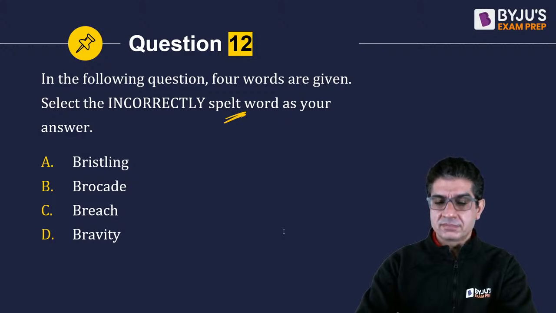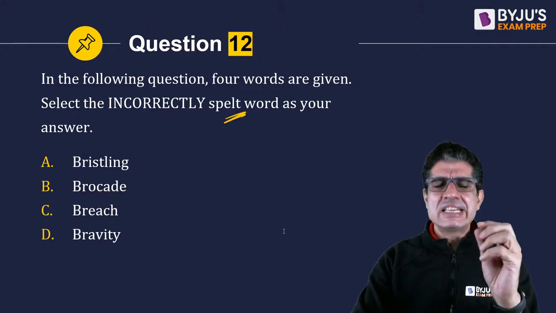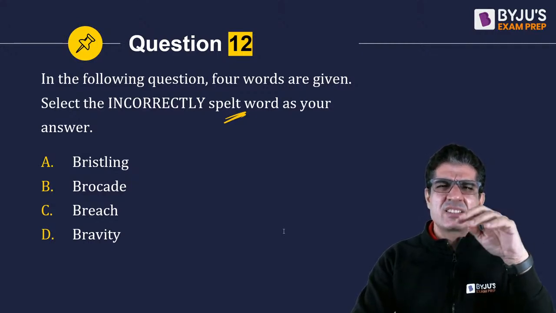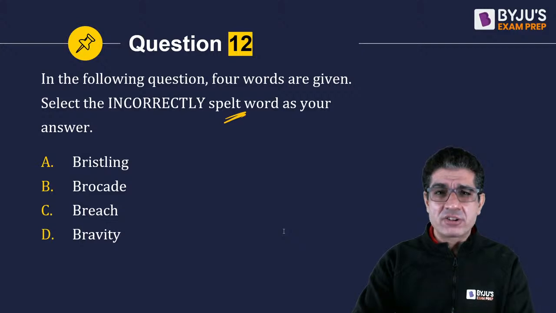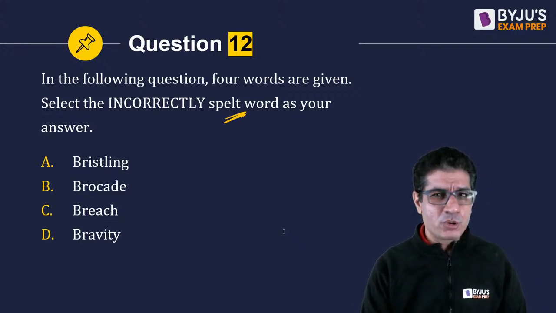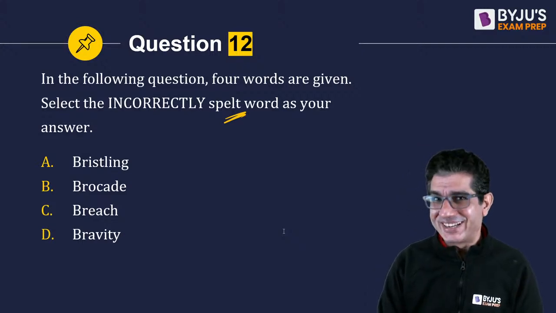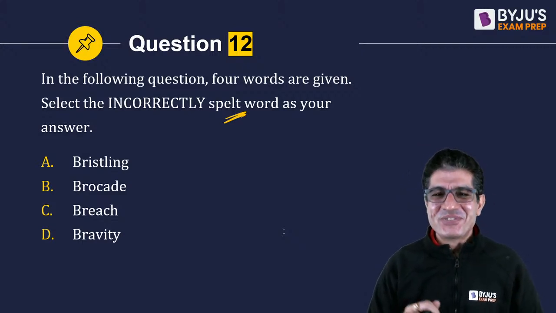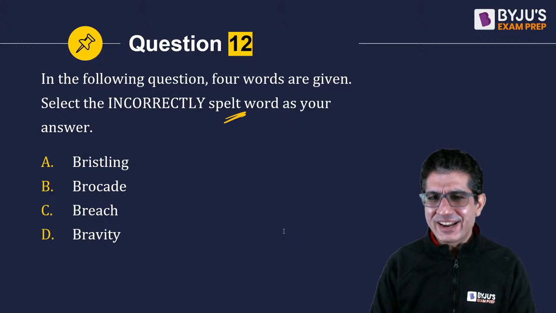Okay, Divyanshu, Gaurav, Vrinda, Sarthak. B is not the answer. Brocade is a sort of fabric. It is a silky fabric which has a raised, embossed kind of design on it. You're probably thinking that, oh, that is not how brocade is spelled. No, it is not brocode. It is brocade. So B is absolutely right.